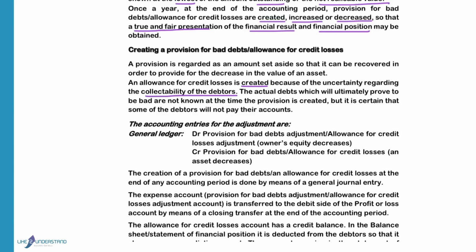The actual debts which will ultimately prove to be bad debts are not known at the time when the provision is created, but you know that certain debtors will not pay their account. So this is not people that you really write off the debt as you would do with people that is insolvent, dead or disappeared. This is a provision in case people don't pay in the future. The entry that you will complete is to debit the provision for bad debts adjustment and to credit the provision for bad debts. The creation of provision for bad debts at the end of the accounting period is done with a general journal entry and then posted to the general ledger.